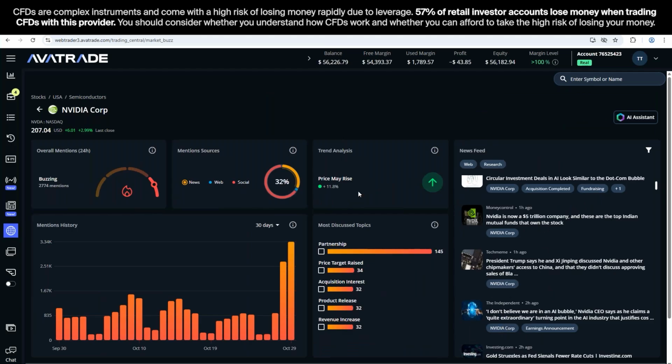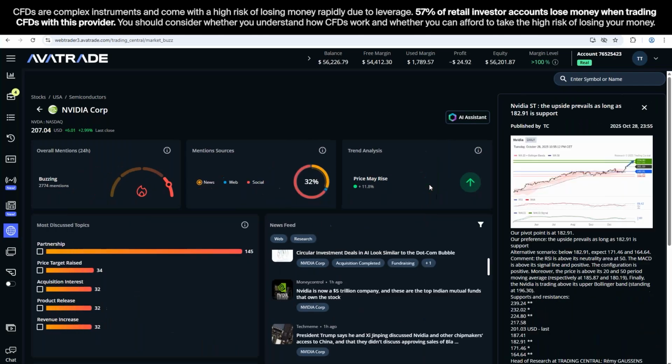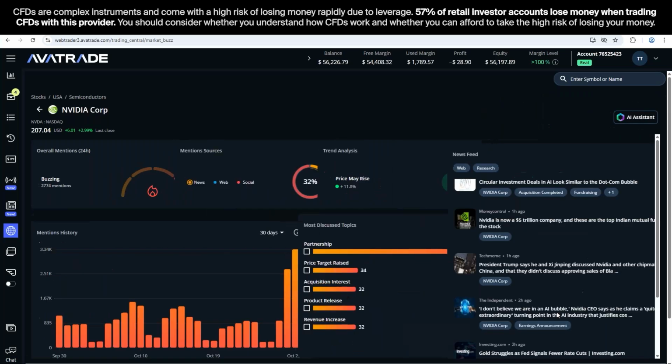And then you also get the technical setup here. The price may rise, it says here, according to the signal, over 11%, almost 12%. So if you want the technical signal and breakdown, you click here. You see the price that it's expected to climb to. You see the support levels drawn out. And so you have the technical breakdown as well.